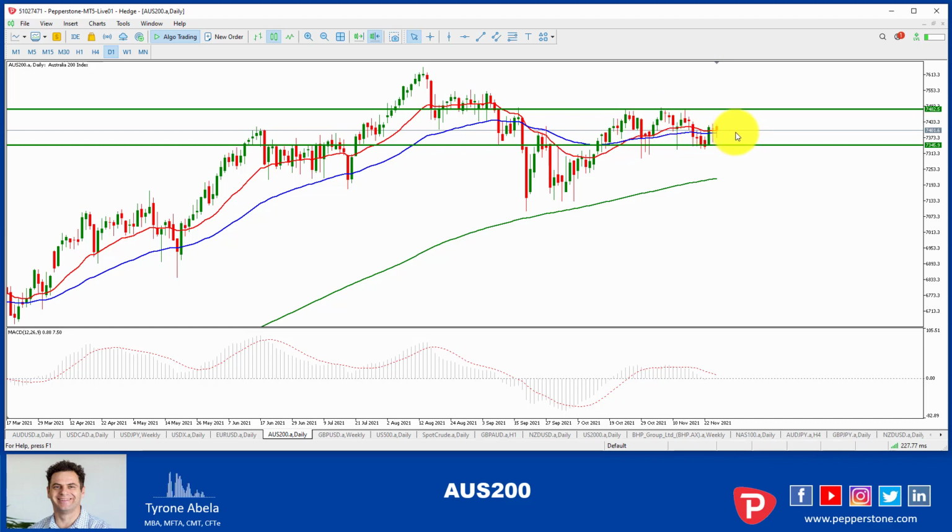I don't mind it doing this. I think it's a good consolidation level and probably a good reflection of where we're at as an economy anyway in Australia. So hovering in this level here is fine with me, and you want to trade it accordingly.